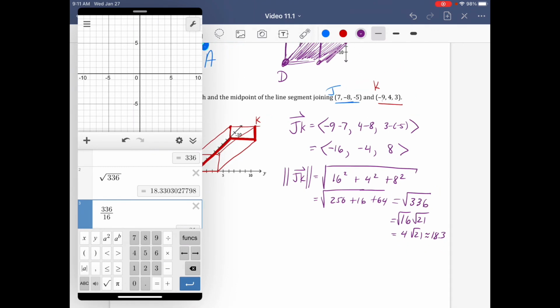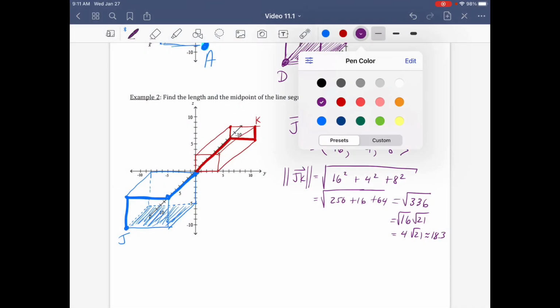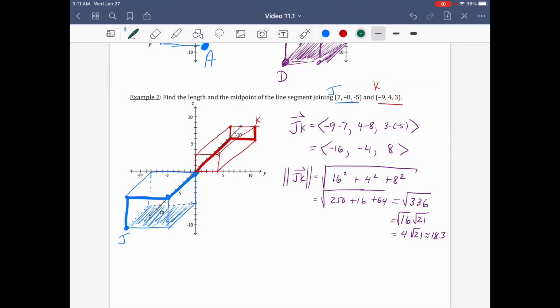Now, midpoint. Midpoint's probably something you haven't thought too much about since geometry. Midpoint is just the average x value and the average y value, of course. So to find the midpoint, we'll call it M, we would just do 7 plus negative 9 divided by 2, negative 8 plus 4 over 2, and negative 5 plus 3 over 2. So the midpoint would be, what is that? Negative 2 divided by 2 is negative 1.